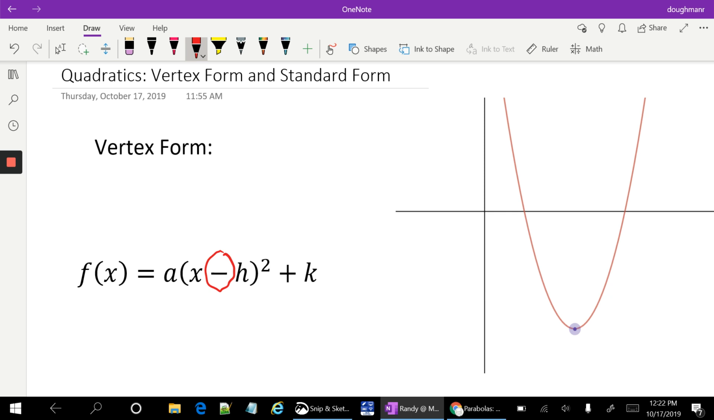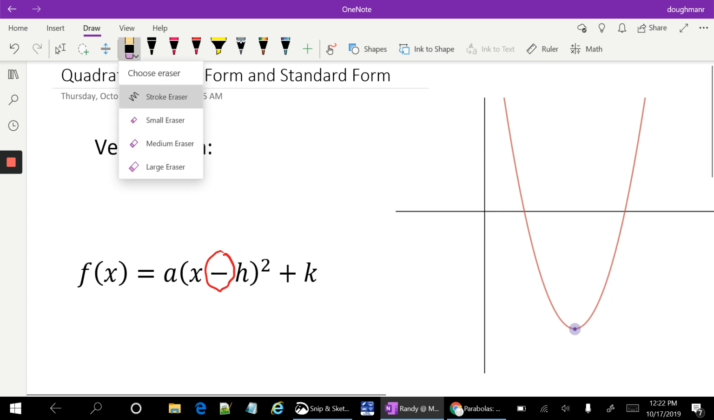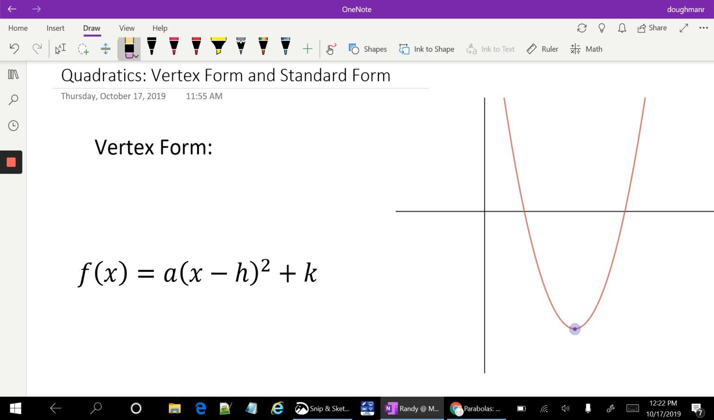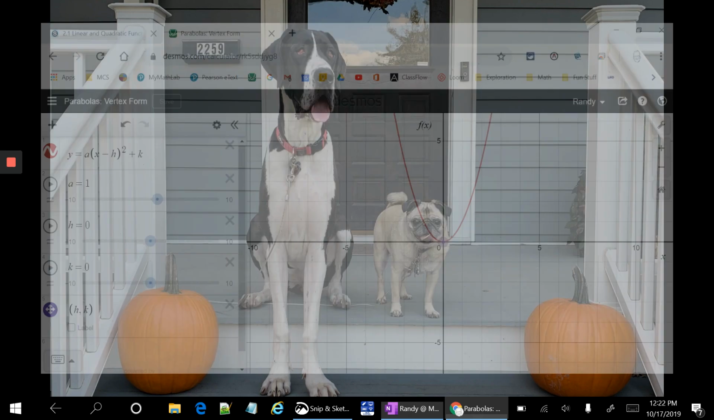because if you recall, when that was a plus, we added to the input, it kind of made things shift the opposite way that you would think. So by changing that to a subtraction, it should help us out here. And let's look at that on a graph and see if you agree. Okay, so here we go. So we're going to look at our parabola now.